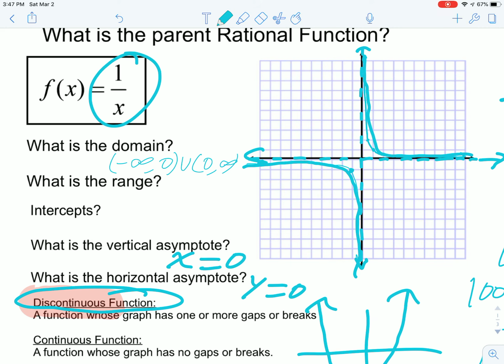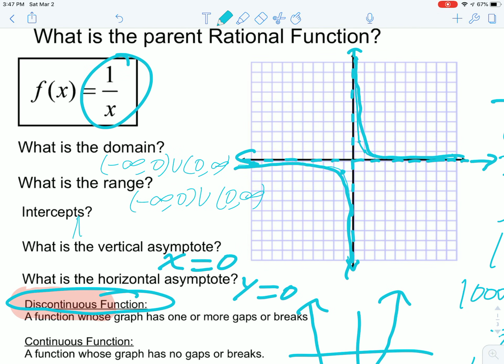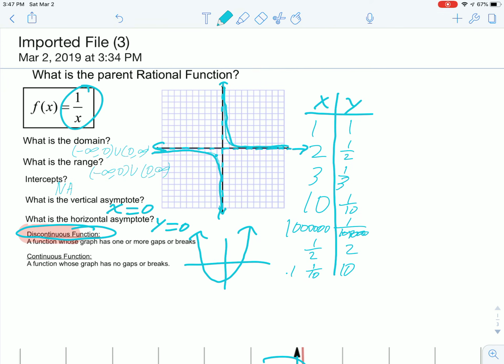The range is the possible y values. Again, the only y value we can't actually get is 0. So it's going to be the same thing for the range. Negative infinity to 0, and then 0 to infinity. There are no intercepts because this thing never touches the x-axis or the y-axis.